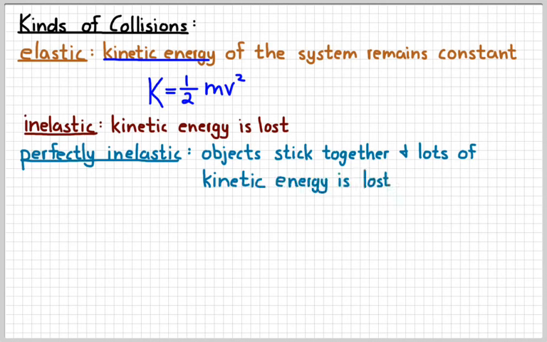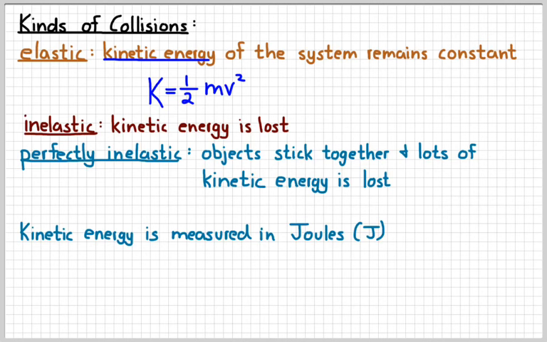And again, we'll learn more about this whole energy thing later. For right now, we just need to be able to kind of classify the different kinds of collisions. Kinetic energy is measured in a unit called the joule, named after a guy by the name of James Joule, which has a symbol capital J. And so again, for right now, I don't need you to understand what energy really means. We'll do a whole unit on it. I just need you to be able to classify collisions using kinetic energy.